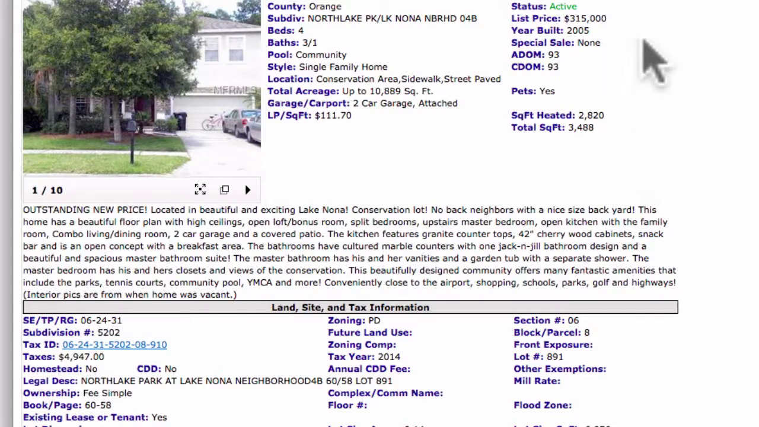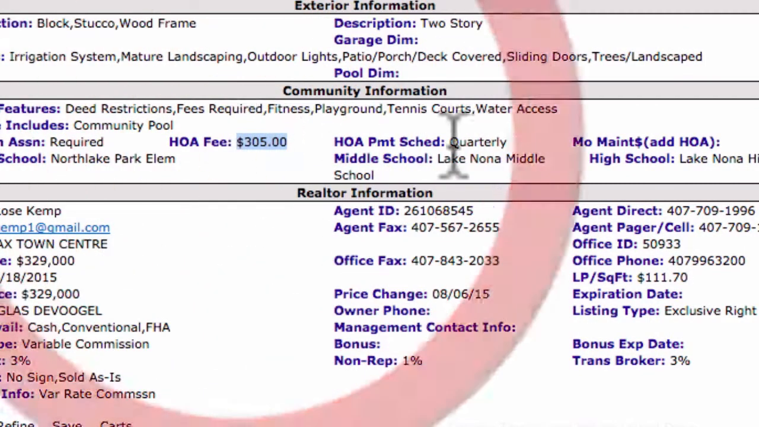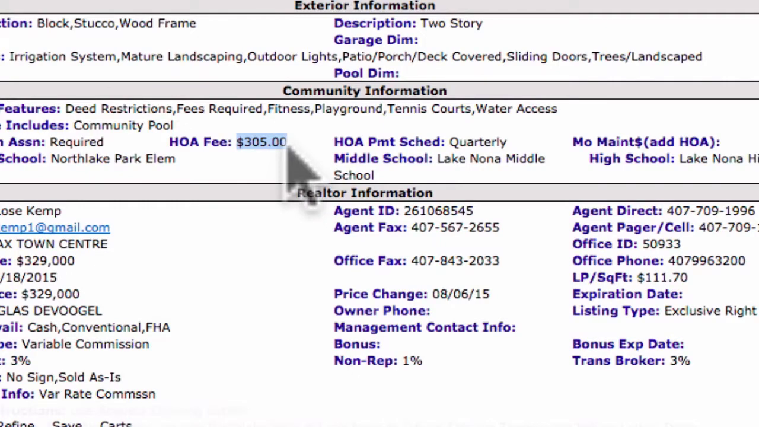But we're going to take from the MLS detail sheet here the purchase price of $315,000. We're going to take the property tax rate of $49.47. We're just going to call that $49.50. And then if we scroll down here, we have the HOA cost of $305 per quarter. So we'll translate that to about $100 per month.